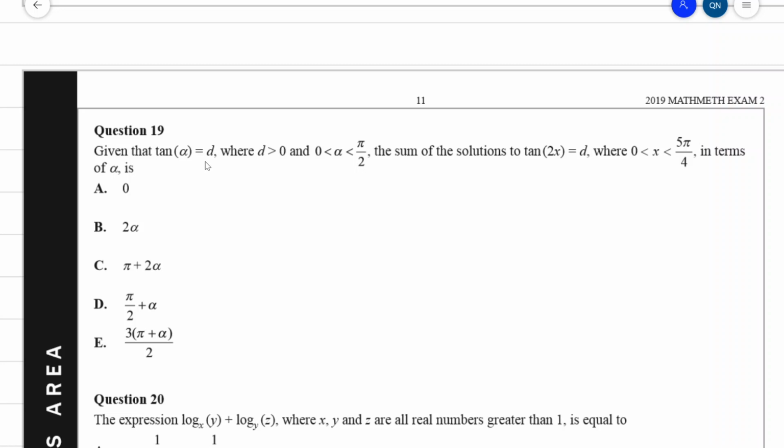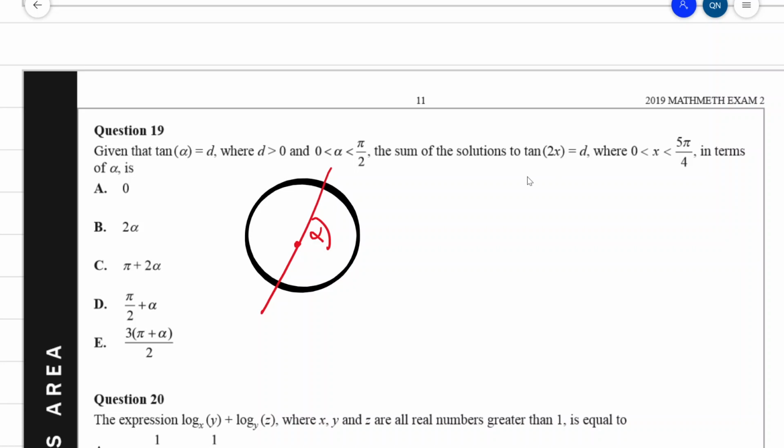A nice way to think about this, because tan is representing the gradient, is to draw this out in a unit circle, this might help. So here's the unit circle, and let's put a line through here. Alpha is some angle. Here's my alpha, it's between 0 and pi on 2. This is basically saying the gradient of this line is d. Now, how does that help us? Well, we want to find the solutions to tan of 2x equals d first of all.